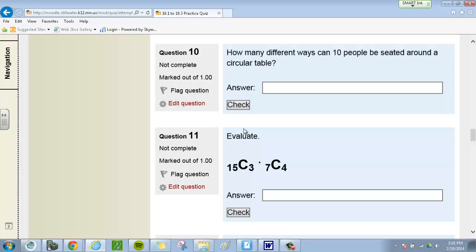Okay. How many different ways can 10 people be seated around a circular table? Okay, circular. That's a circle, right? Well, that's not even close to being a circle. Here's a circle, and there's 10 people, 3, 4, 5, 6, 7, 8, 9, 10 in that circle. How many different ways can 10 people be seated around it? Well, the answer to this is just one less than 10, so 9 factorial ways to do that.